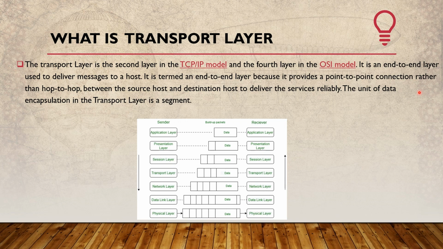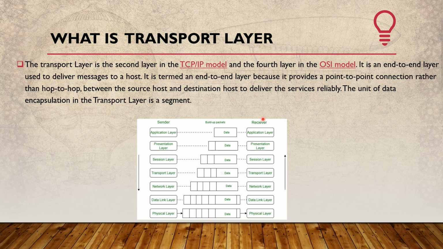It is an end-to-end layer used to deliver a message to a host. It's termed an end-to-end layer because it provides a point-to-point connection rather than hub-to-hub, between the source host and the destination host, to deliver the services reliably. We already know the transport layer uses the TCP and UDP protocols. If you want a brief on TCP and UDP, go through my videos available on my channel.